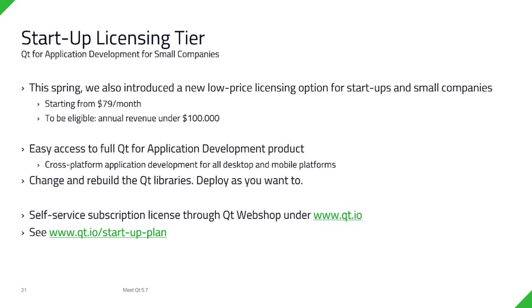Together with the license change, we introduced an easy way for startups and small companies to acquire a commercial Qt license, the Qt Startup Licensing Plan. So now we offer the Qt for Application Development product, which contains Qt for all desktop and mobile platforms with a commercial license with the starting price of $79 a month for annual subscriptions. The startup plan is available for individuals or companies with less than $100,000 of annual revenue. You can find more information about this under qt.io/startup plan.